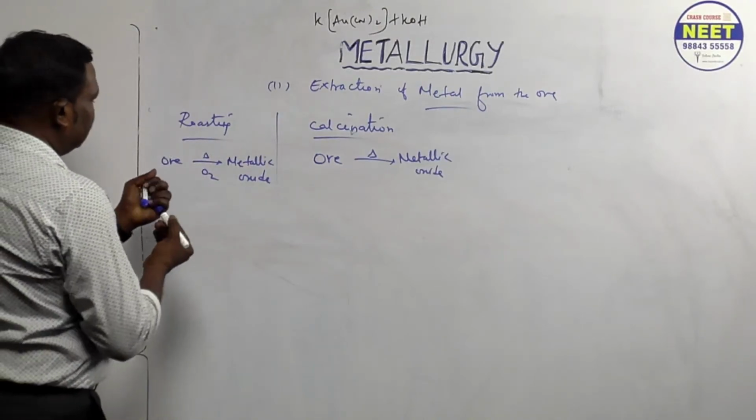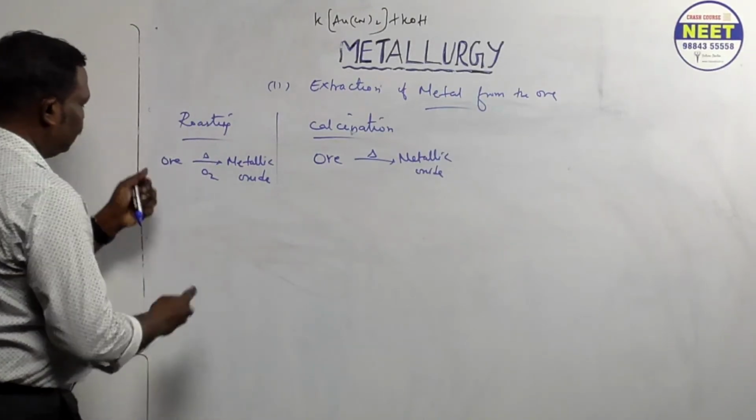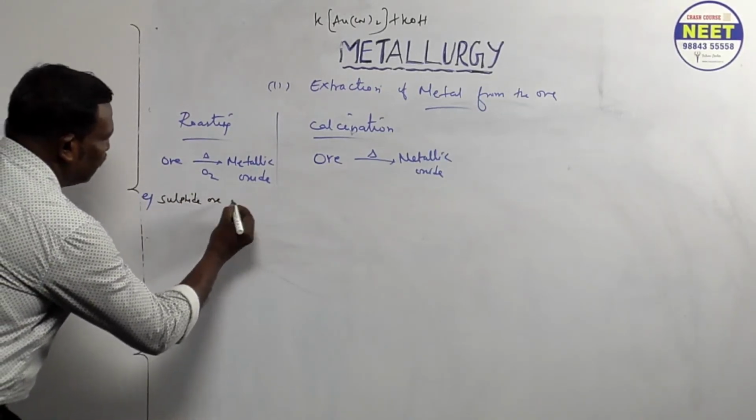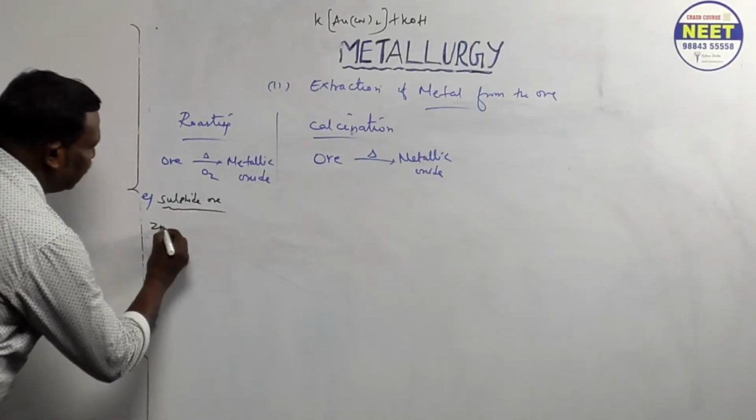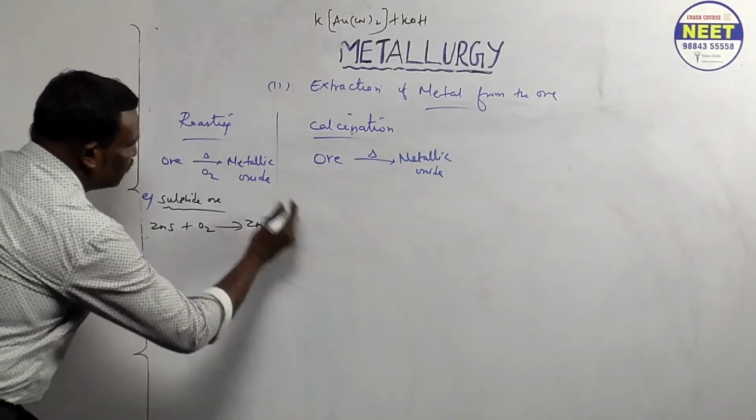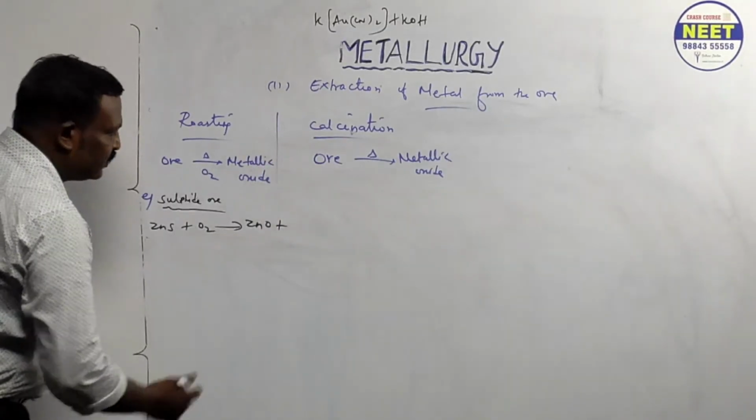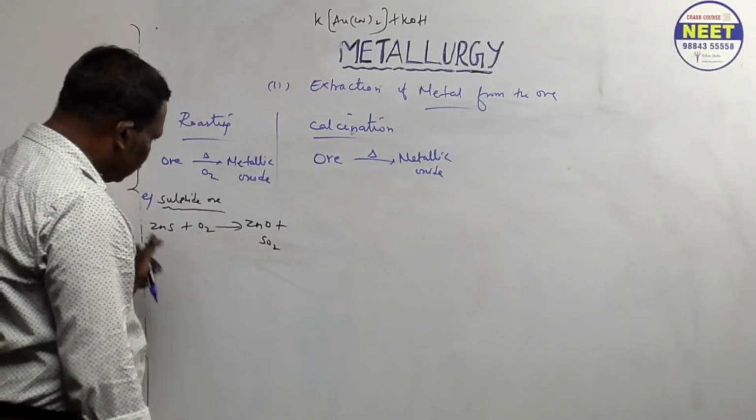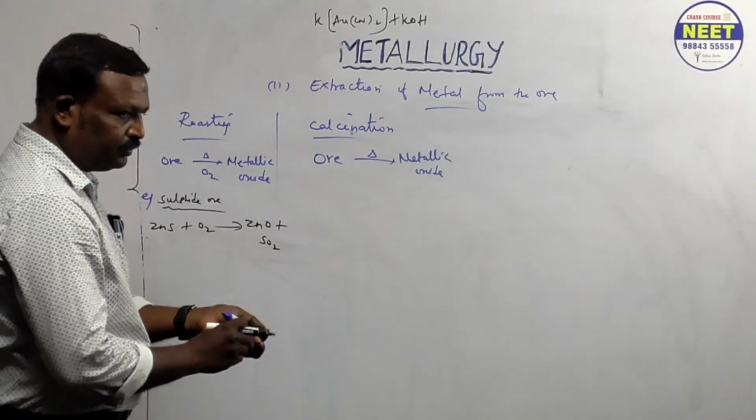Roasting means sulfide ore, we can say. Understood? Sulfide ore, for example zinc sulfide. It's roasted to become zinc oxide, I told you, plus SO2. 2, 3, 2, 2, if you balance it.